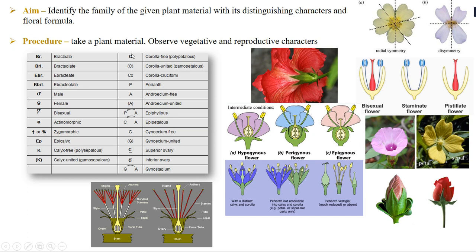just write alphabet C. And if they are united to each other, like you can see in this particular flower, it is a gamopetalous condition, then you write a C with a bracket where the bracket denotes that the corollas are fused or they are united to each other. Then there is one more type of corolla that is found. So for that you have to see this picture.